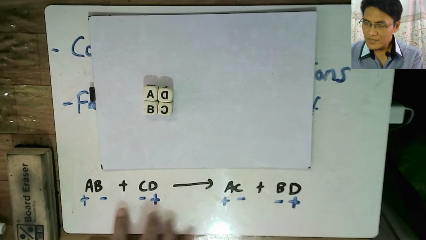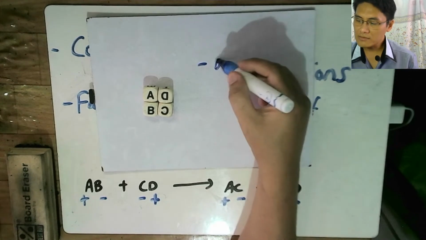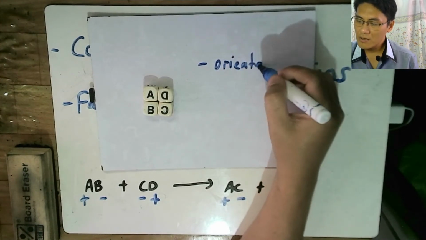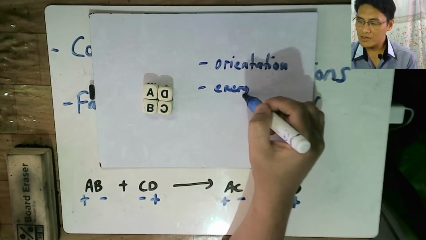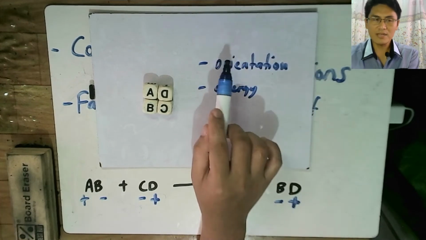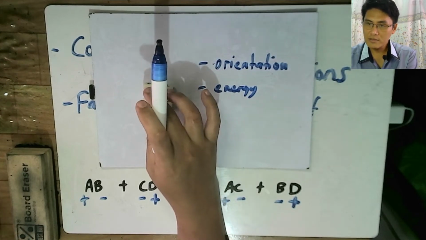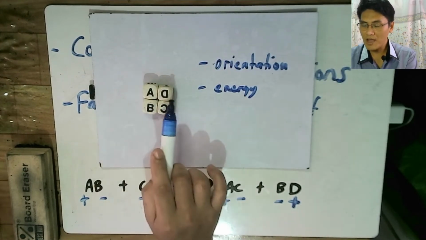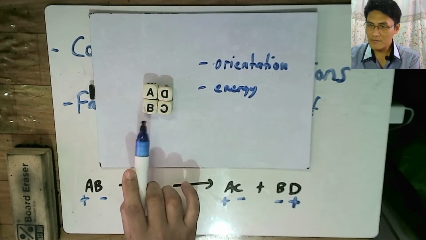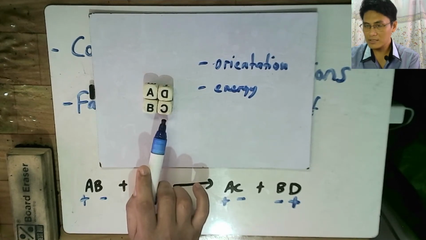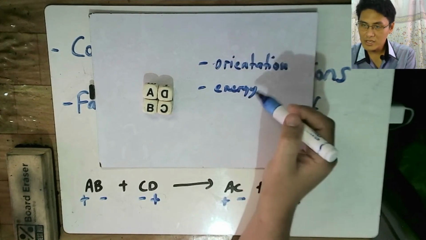So in this case, again, just to recap, there are two things that are important here. Number one is the orientation of the collision, and number two is the energy. Orientation in terms of it must be the correct arrangement when they collide to allow for the atom from the first compound to bond with the atom of the second compound, or the second atom of the first compound to bond with the first atom of the second compound. It must be the correct orientation. And number two is the energy.